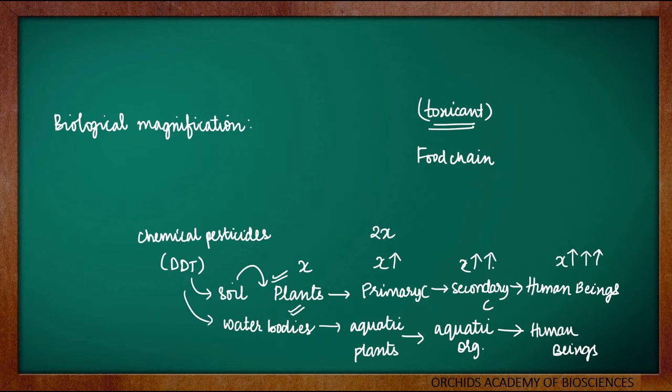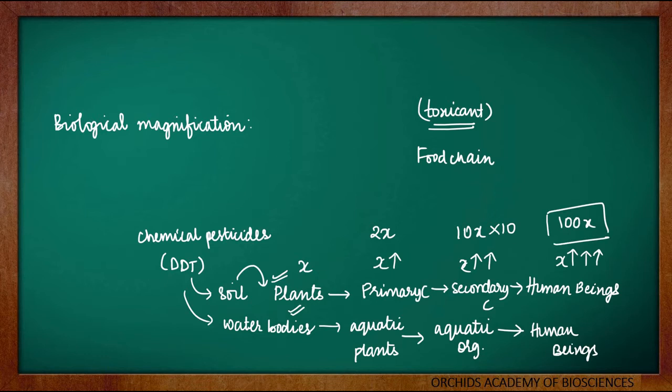Now this secondary consumer will not have only one primary consumer in its entire life. Maybe it will have 5 primary consumers. So 5 into 2, 10X amount of the DDT will be here. Now human beings of course will not be eating only one animal in a lifetime. He will definitely not be eating only one secondary consumer. At least 10 secondary consumers. So 10 into 10, 100X. So the amount of DDT is becoming 100 times what was present in the plant.